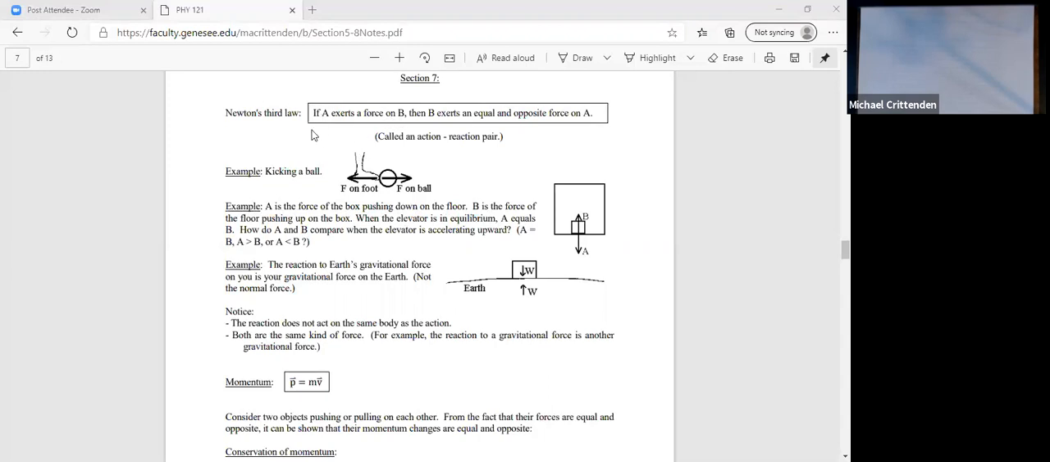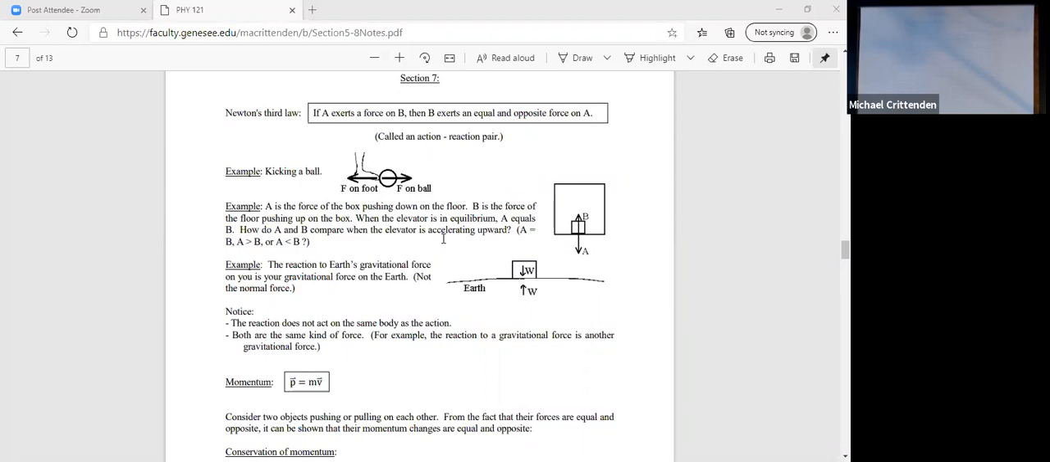A and B would be the box and the floor here. A exerts force on B, B exerts force on A. So this is an example of an action-reaction pair. That means they are equal to each other in magnitude. If one of them is 15 pounds, the other one's 15 pounds.